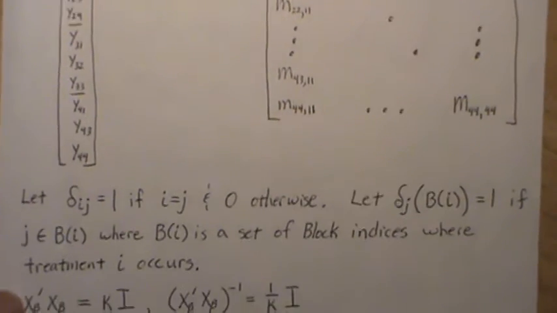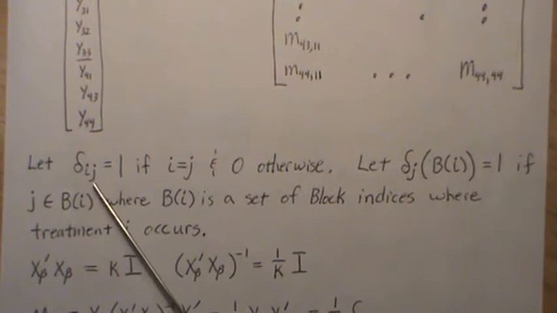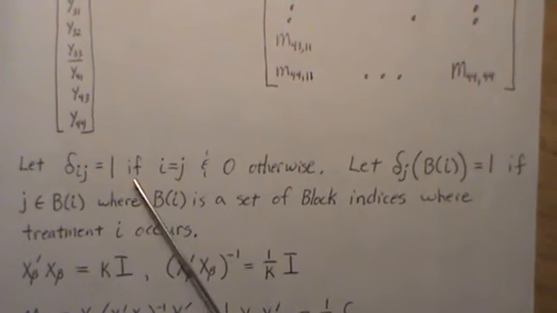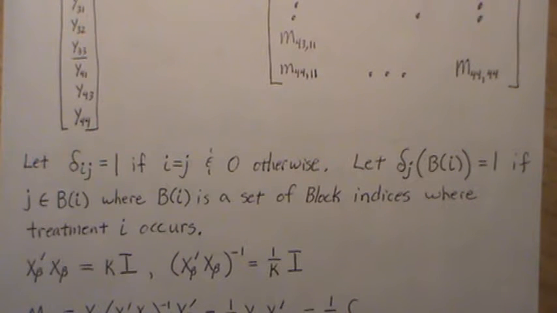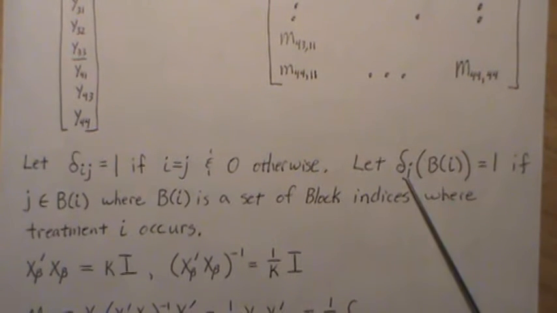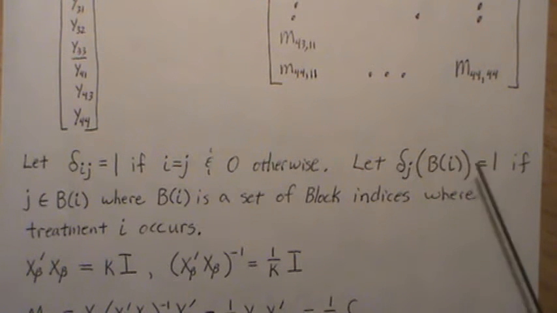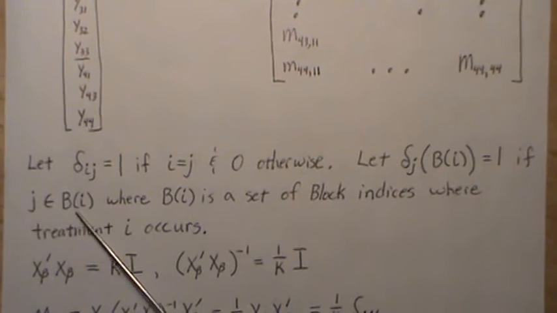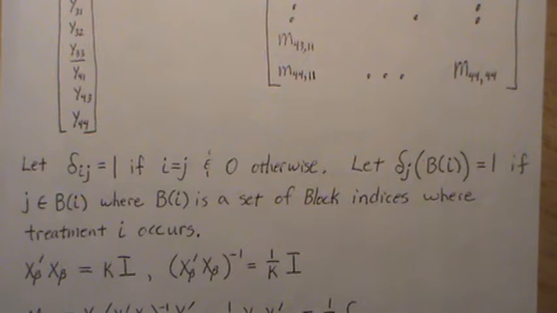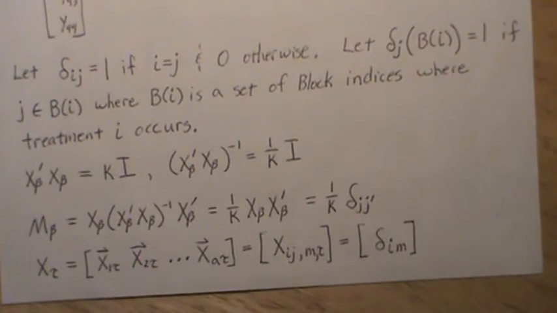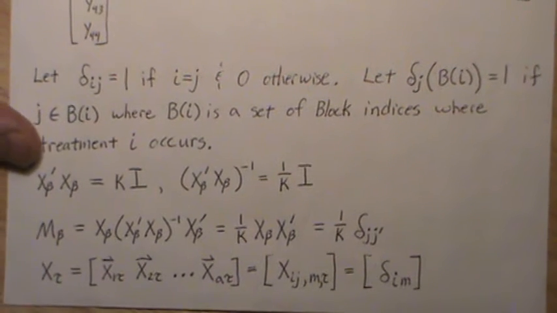So now, next, let's introduce an indicator function. Let's call it delta. So let delta ij be 1 if i and j are equal and 0 otherwise. And the other indicator function that we have is going to be delta j in b i. And this is a set of indexes. So it equals 1 if j is in this set, where b is a set of block indices where treatment i occurs.